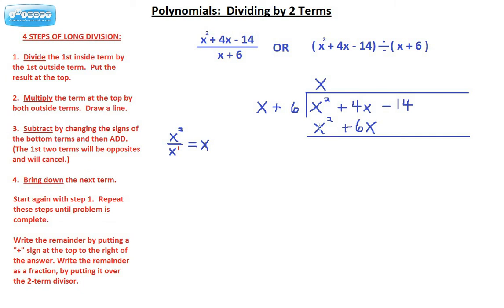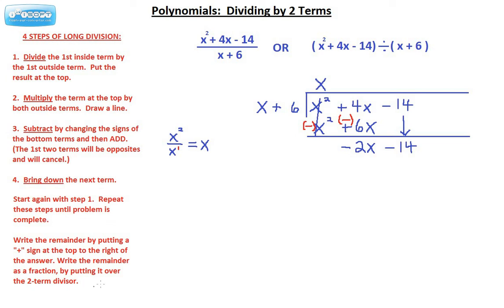We subtract by changing the signs of these bottom terms, and then we add. Here I've changed the signs in red. Our first two terms will always be opposites and cancel. We add positive 4 and negative 6x and get negative 2x. And then for our fourth step, we bring down the next term.